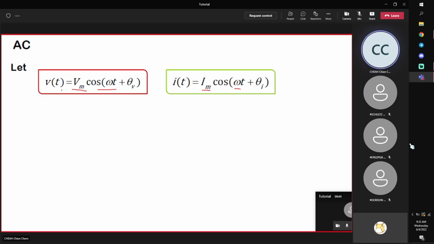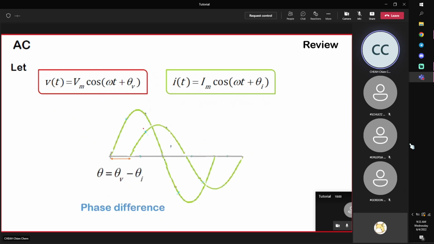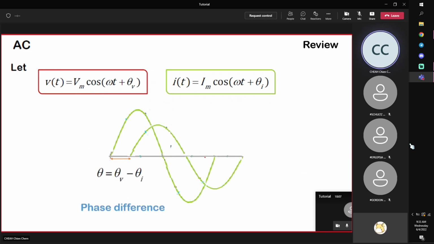For AC signals, basically we have the peak values, frequency, and a phase angle. This peak value will be used in the calculations of your average power. Now, suppose that you put these two signals together in the time domain, the phase angle between them is called the phase difference, and this phase difference will also be used in the calculations of your average power.